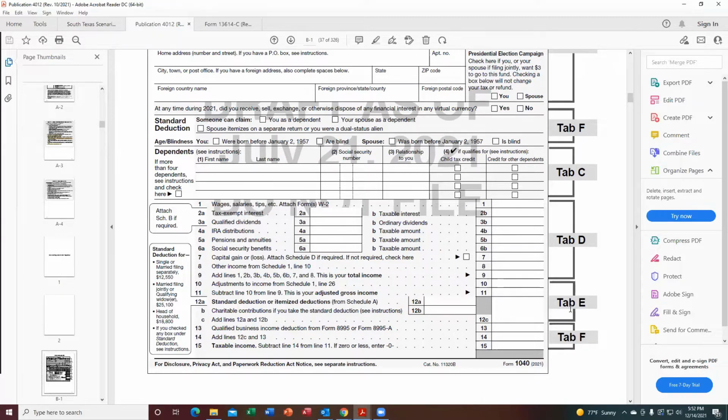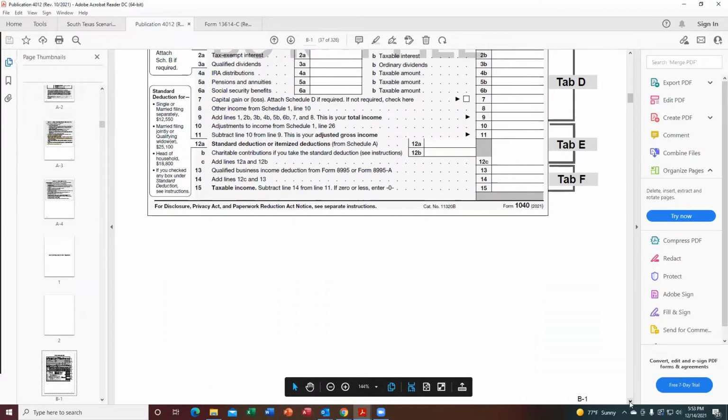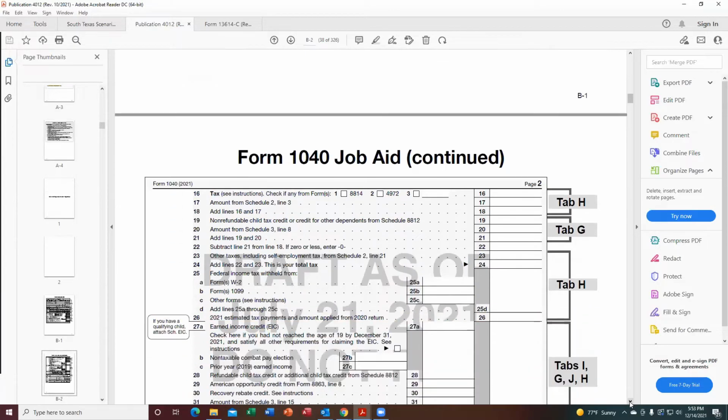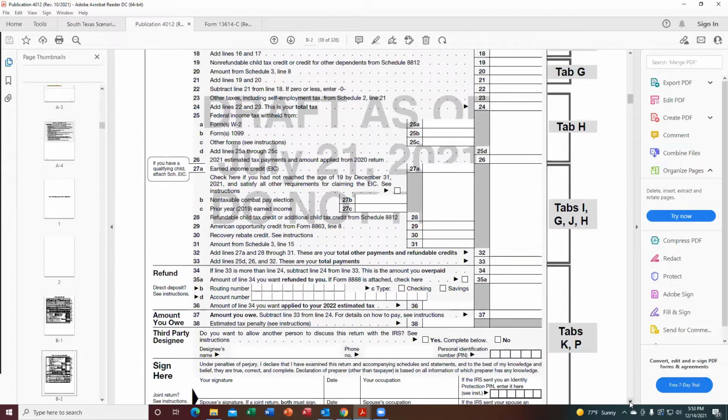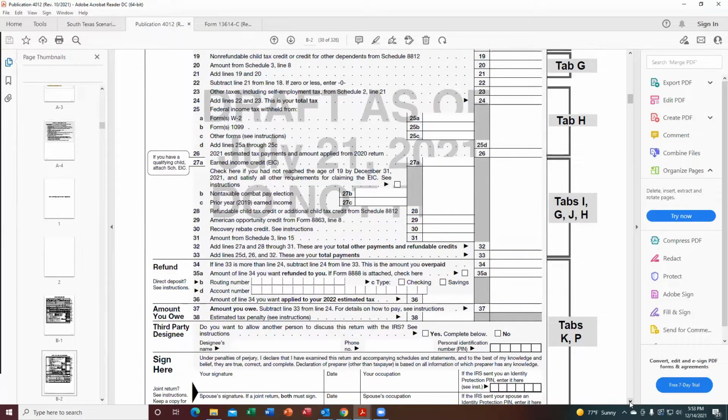So this is a very nice area to visit, to understand how the system works and where the information lies on your 4012 in reference to each section of your 1040. So it continues and it continues.